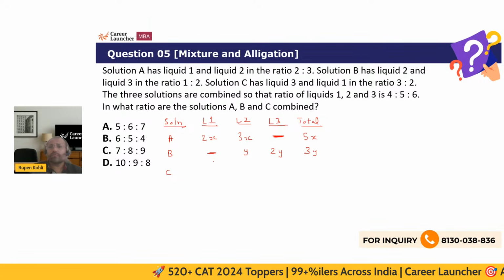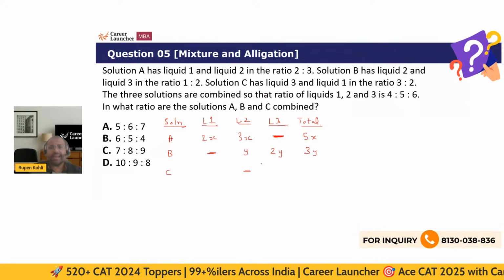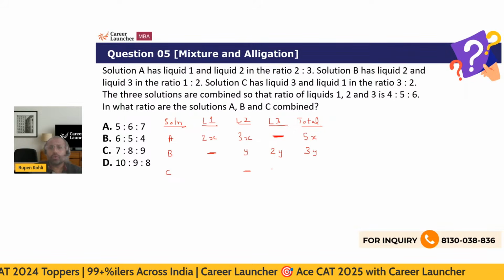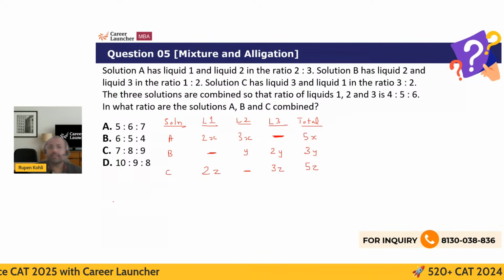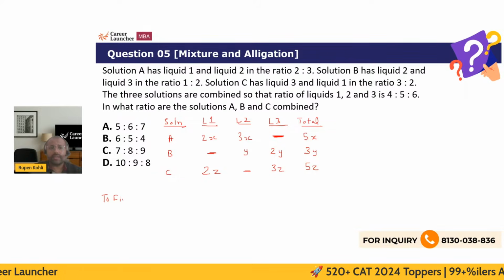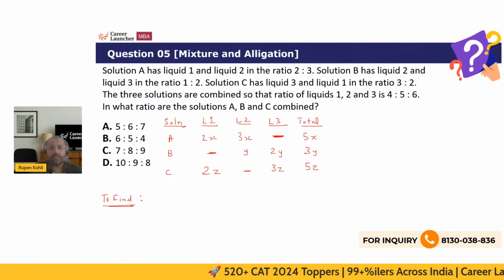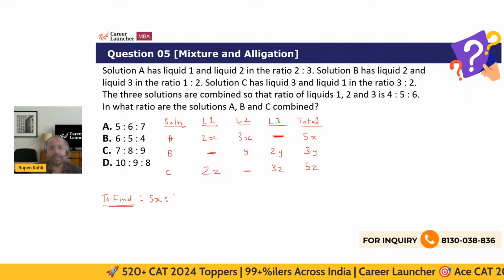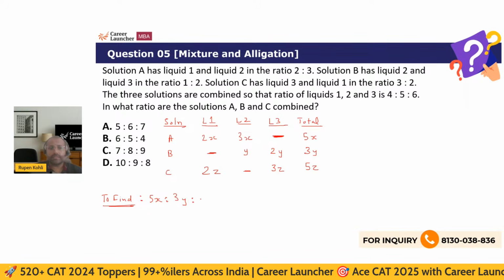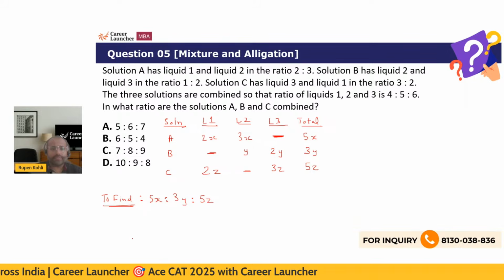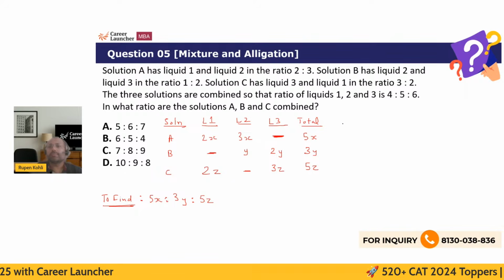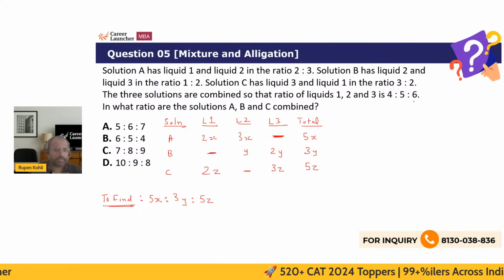Solution C has nothing of liquid 2. It has liquids 3 and 1 in the ratio of 3 is to 2. So if this is 3z, then this is 2z, total of again 5z. So what is asked? What we have to find? We have to find the ratio 5x : 3y : 5z. This is the ratio that we have to find. Right? So I have defined the variables, I have identified the objective. Now I will jump to framing the equations based on this ratio of 4 is to 5 is to 6.